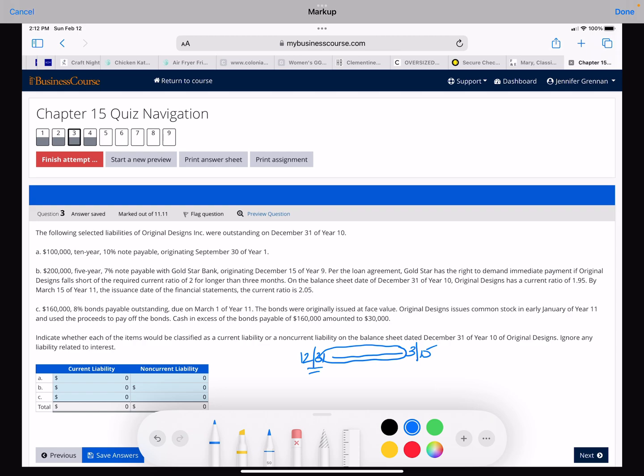Okay, so we're in year one. The note's going to, let's see here, let's ground ourselves in the time frame. We're talking about our year 10 reporting. So if I issued a 10-year note in year one, when I get to year 10, well, now it's due within a year, so I would put that into the current liability.